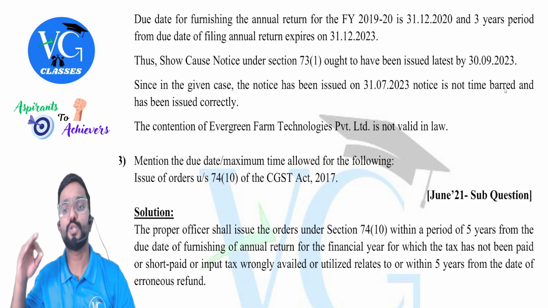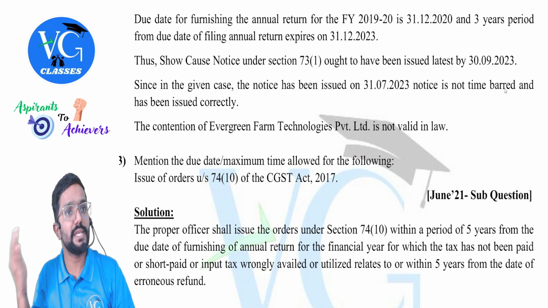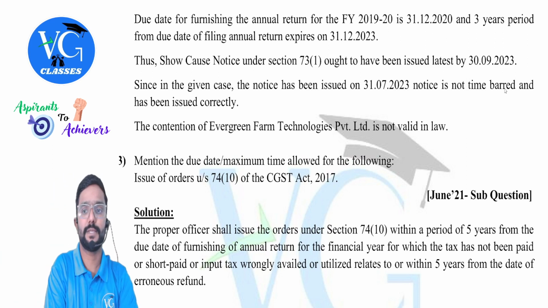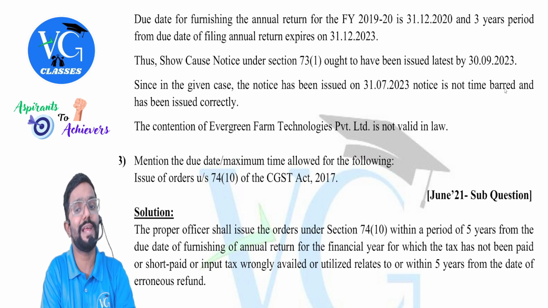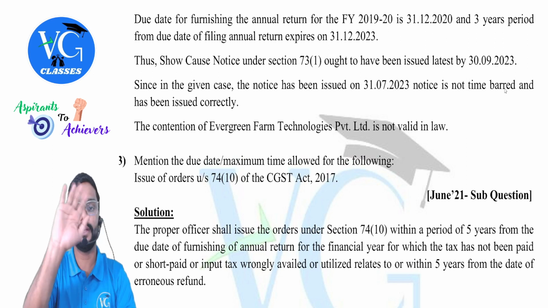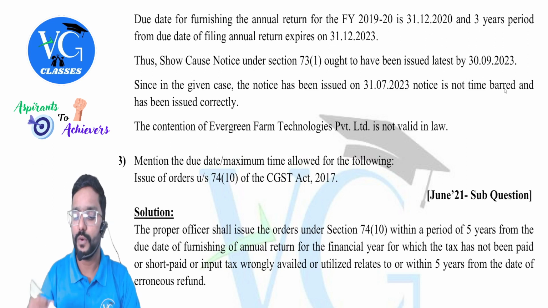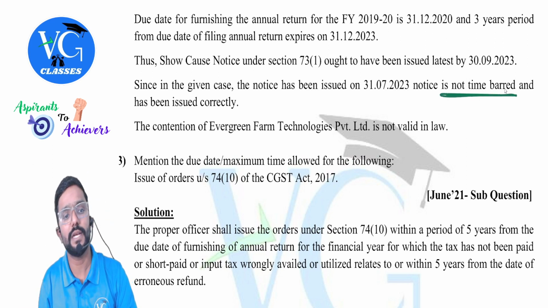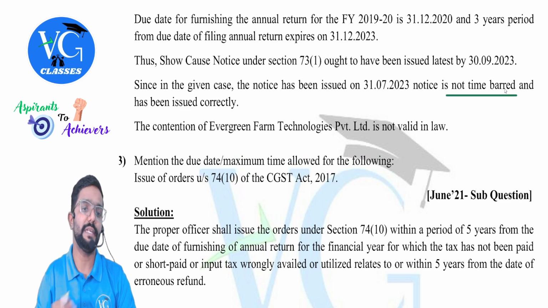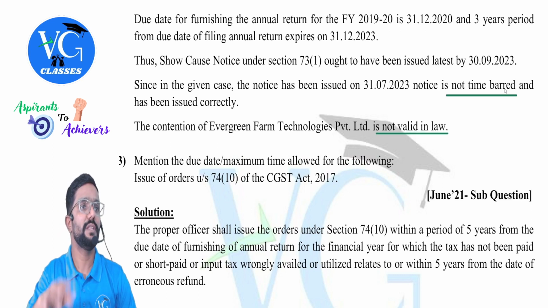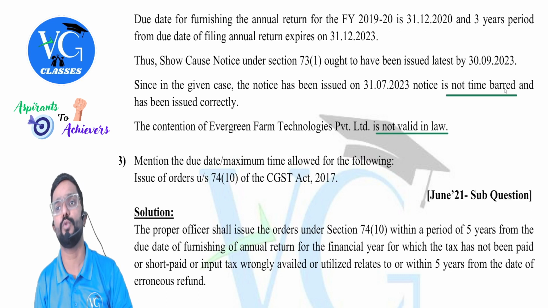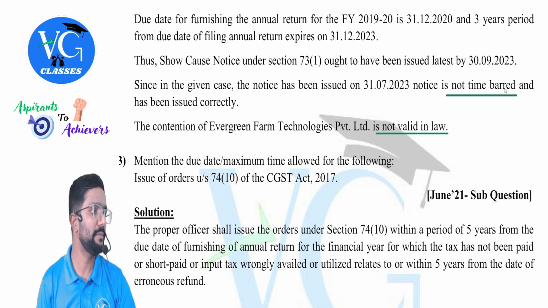30th September 2023. In the given case, is it given before this? Yes. Since in the given case, the notice has been issued on 31st July 2023, the notice is not time barred. So it is not a time barred notice and has been issued correctly. The contention of Evergreen Farm Technologies Private Limited is not valid in law. They're trying to take protection, telling that the notice is not valid because the time limit is over. But is it true? No, the time limit is still there.